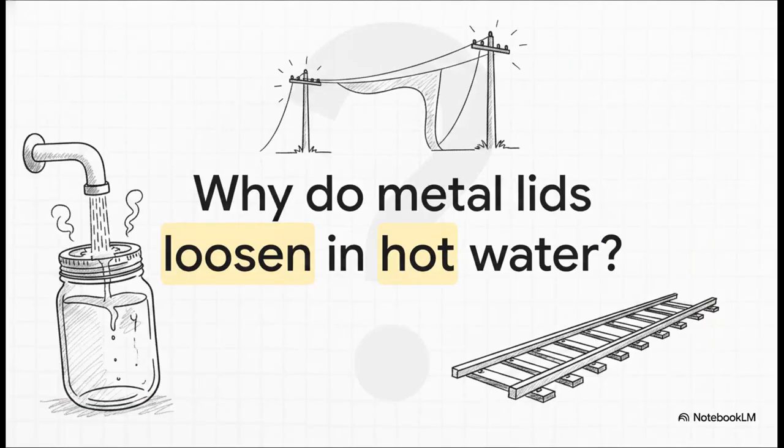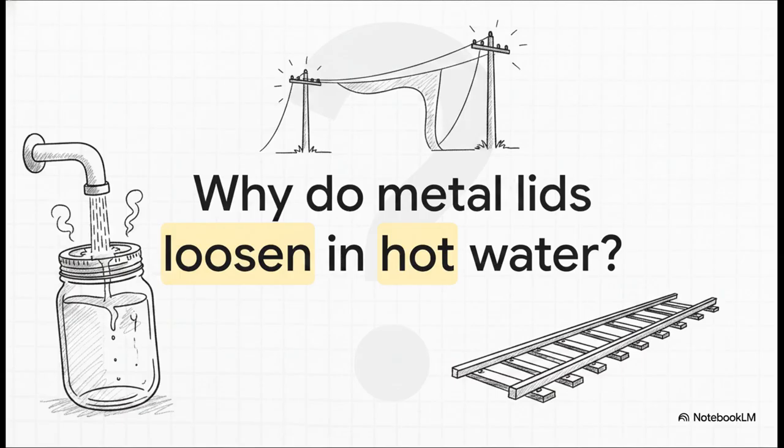So, let's start with something you've probably experienced right in your own kitchen. You know when you're wrestling with an incredibly tight, stubborn metal jar lid, and then you run it under some hot water and suddenly it magically loosens up? Or maybe you've been outside on a really hot summer day and noticed that the electric power lines overhead seem to be sagging way more than usual.